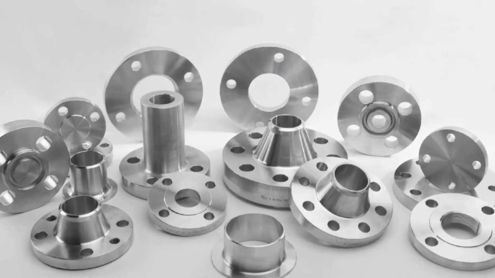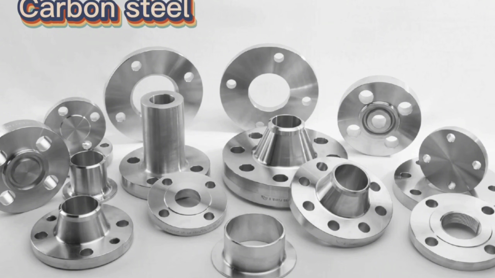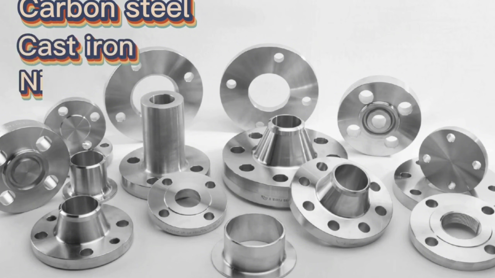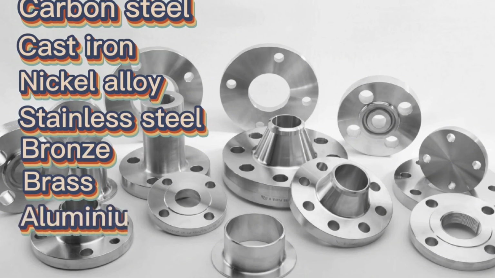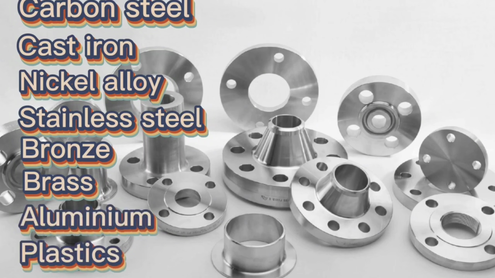Flanges can be manufactured from many different materials. The construction material chosen depends upon the service conditions. Factors are temperature, pressure, and corrosion rate. Carbon steel, CS, is the most common flange construction material used within the oil and gas industry, although the following flange materials are also commonly used: cast iron, nickel alloy, stainless steel, bronze, brass, aluminium, synthetic polymer-based plastics.